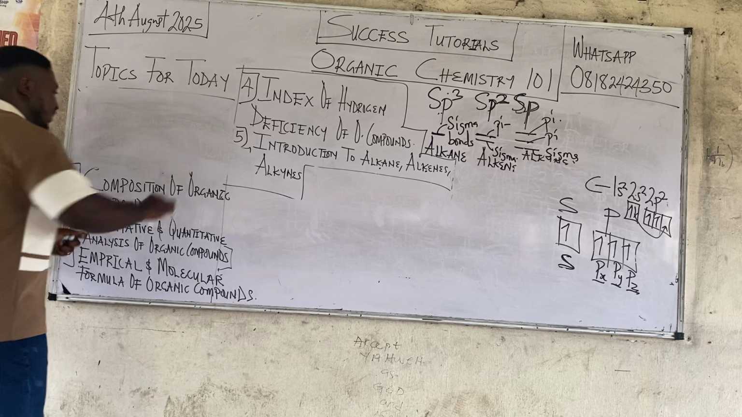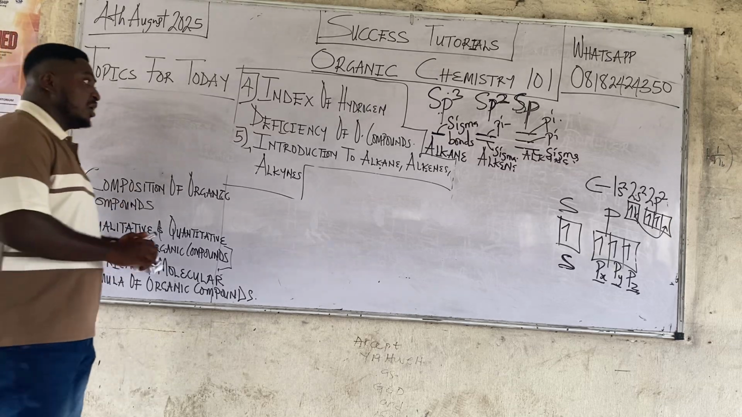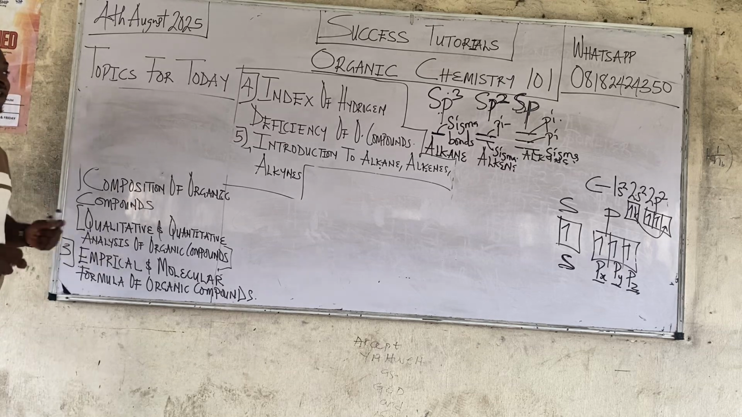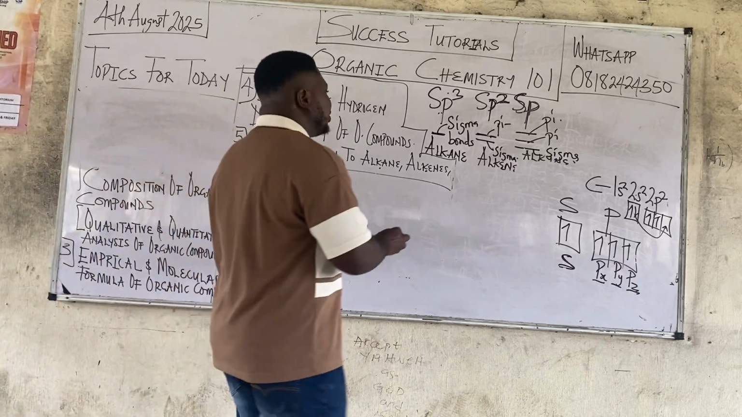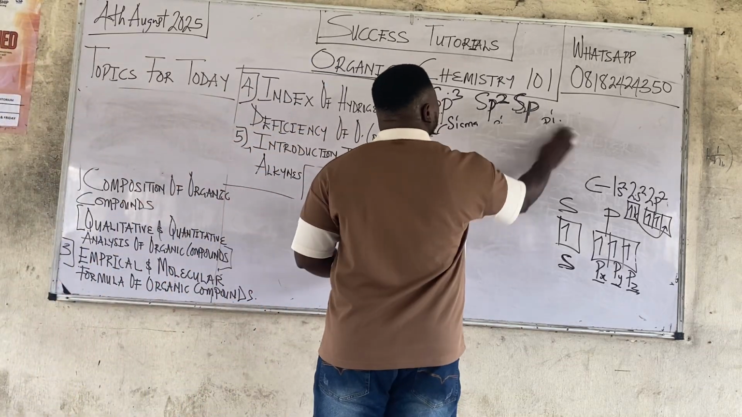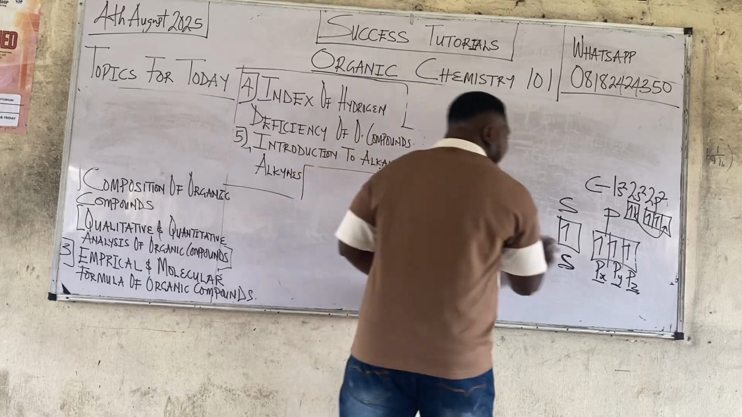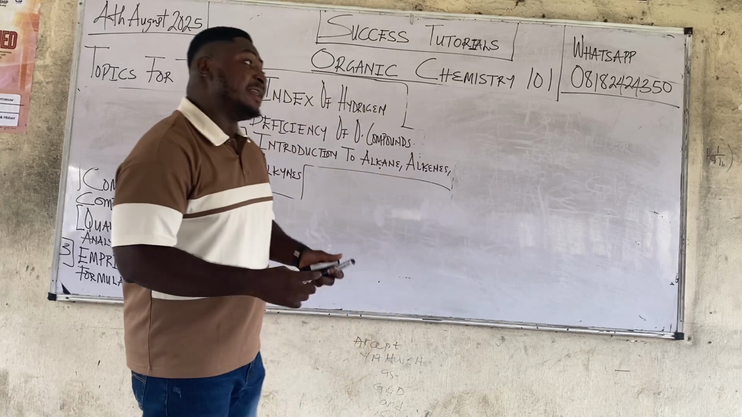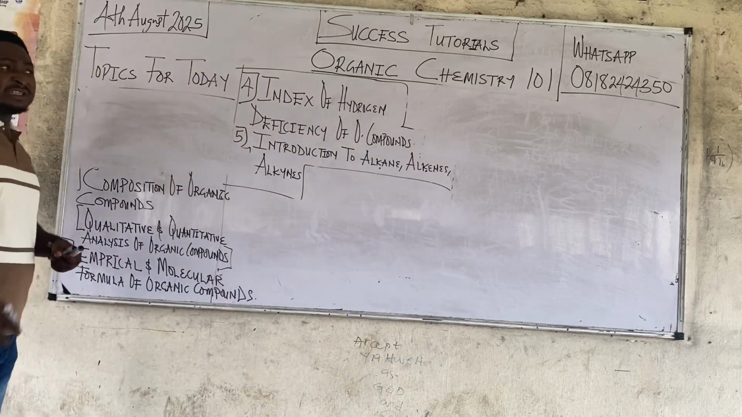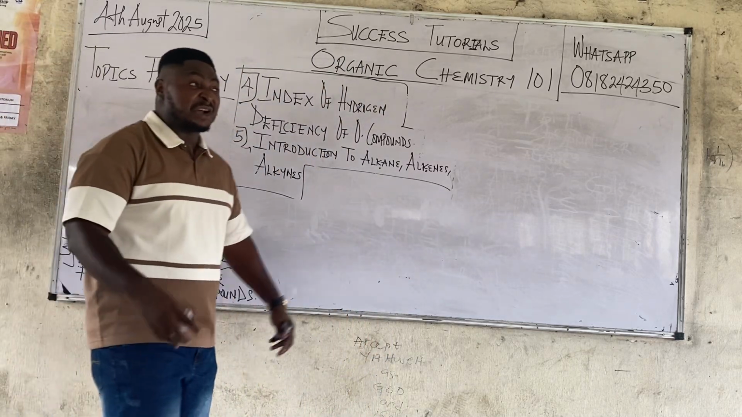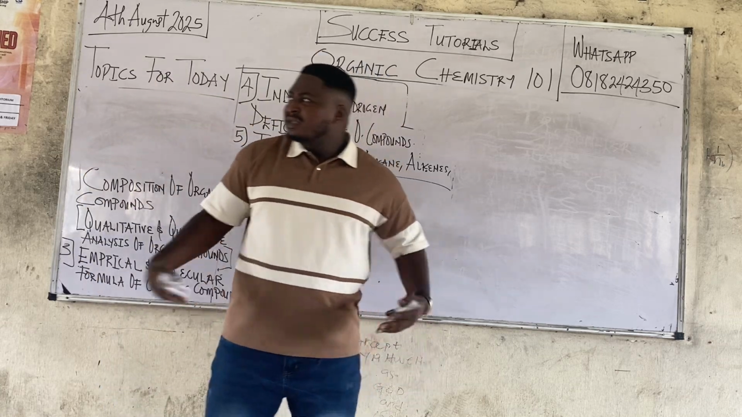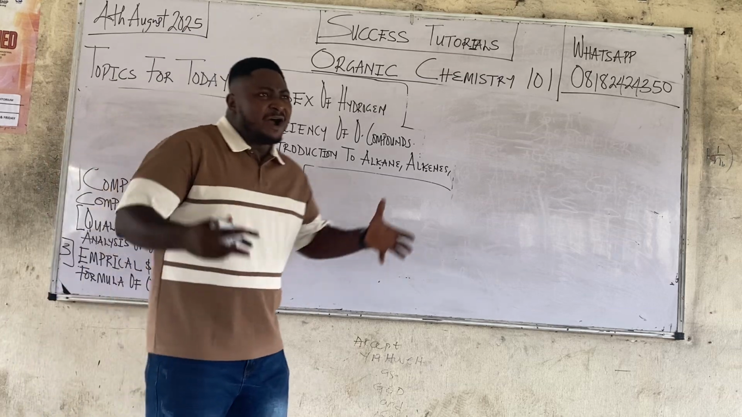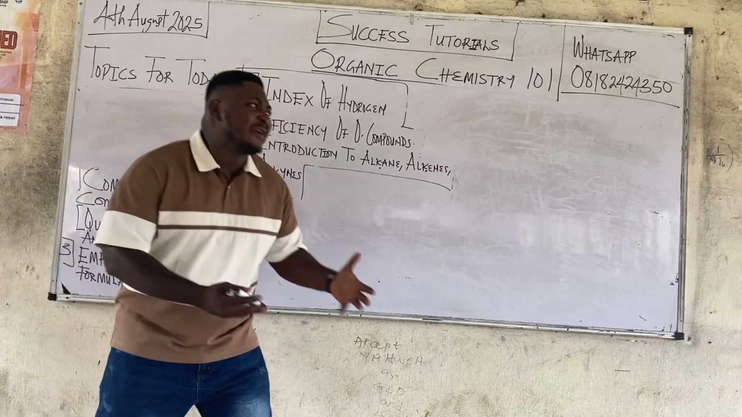The next thing we want to go to now is composition of organic compounds. Class, in composition of organic compounds, we aim to study what other substances are present in organic compounds. We have praised carbon so much, we have dwelled so much on carbon, that other elements are now feeling jealous. Hydrogen says, what of me? Oxygen says, I'm here too. You see, the other elements also play vital roles.